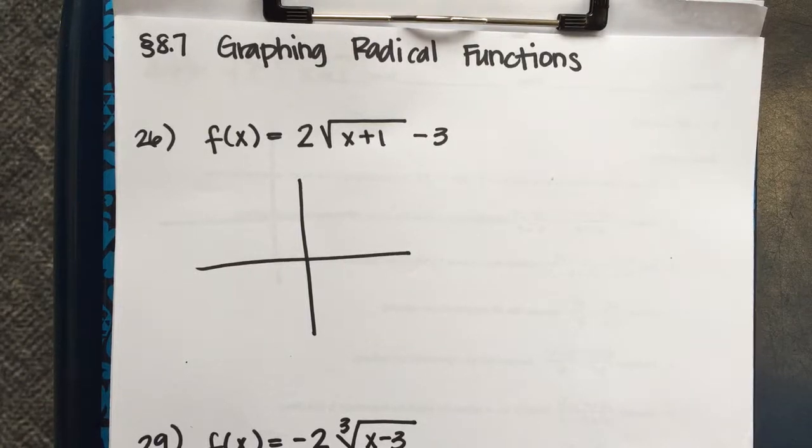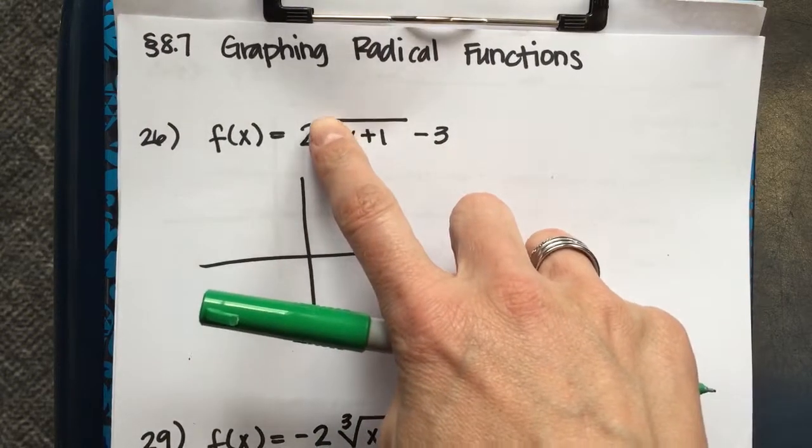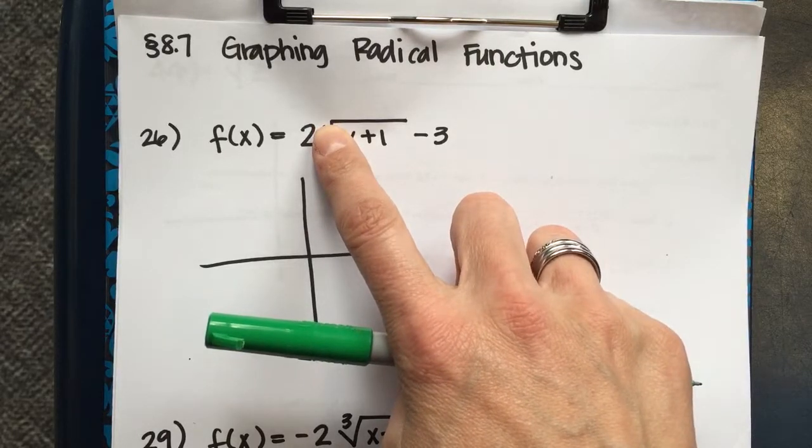In section 8.7, we're graphing radical functions, and I also did one inequality. So we're going to go through and first identify the general shape of the function. We're going to find the starting point, and then we will plot one point to give us a little bit better idea of where the graph goes.